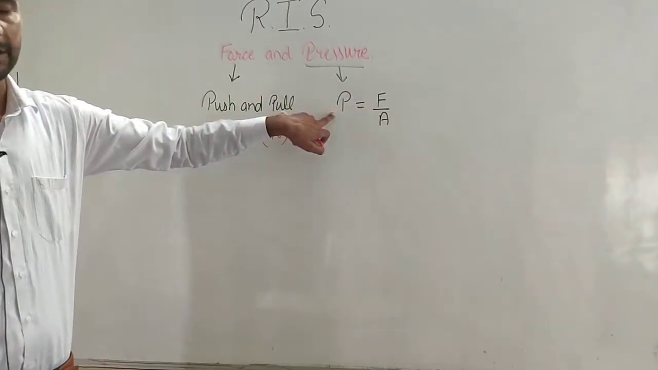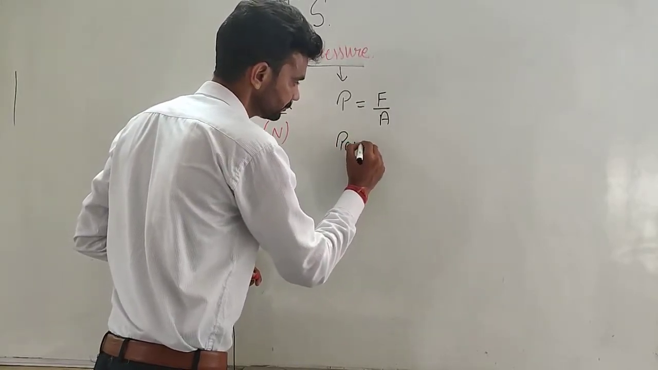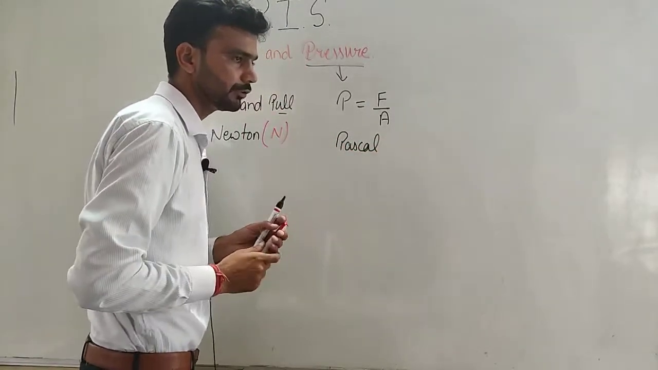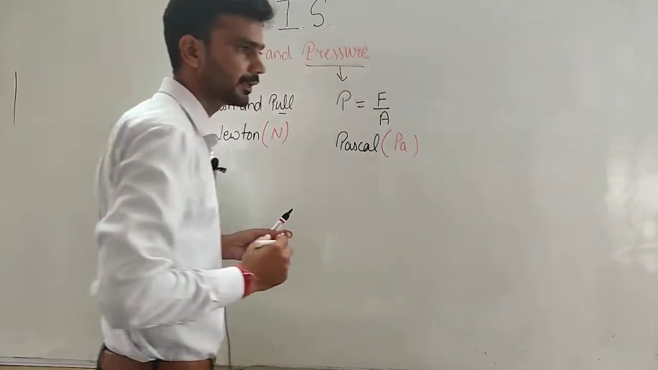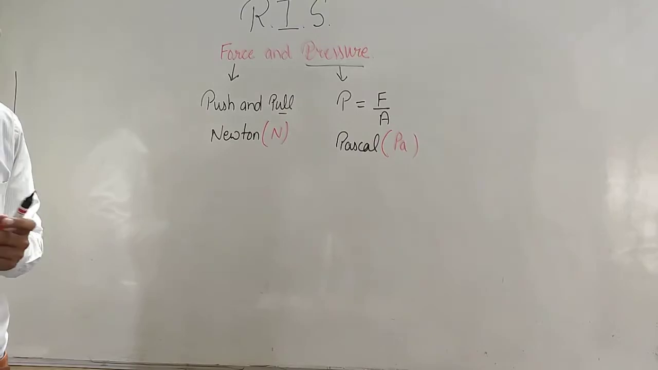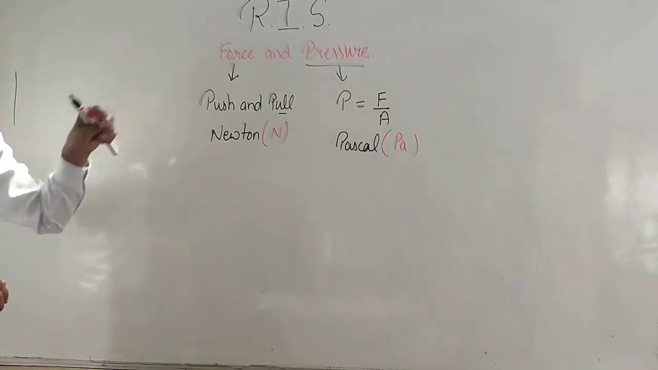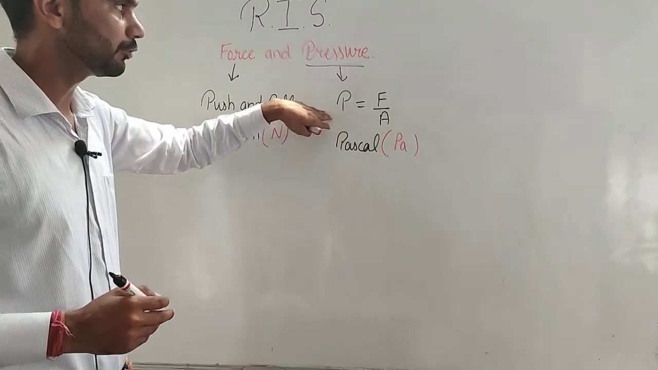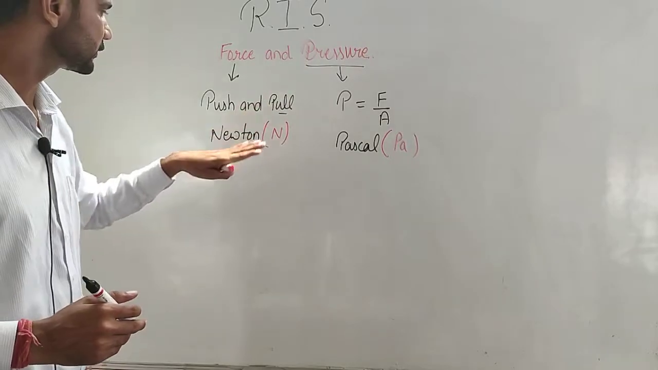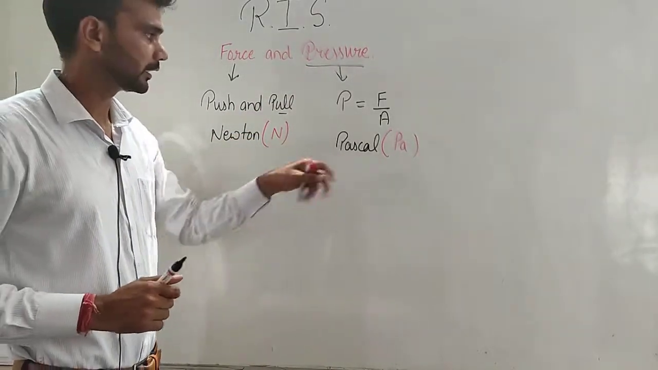known as pressure. The SI unit of pressure is Pascal. The SI unit of pressure is Pascal and it is denoted by Pa. Pascal is the SI unit of pressure. It is denoted by Pa. So a push or pull on an object is known as force and the force per unit area is known as pressure. The SI unit of force is Newton and the SI unit of pressure is Pascal.